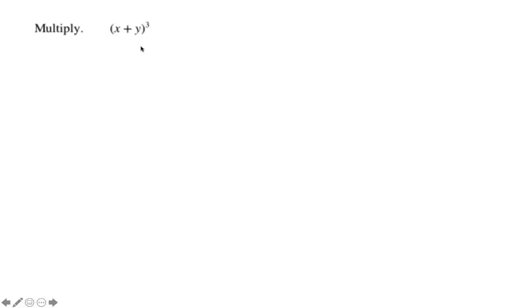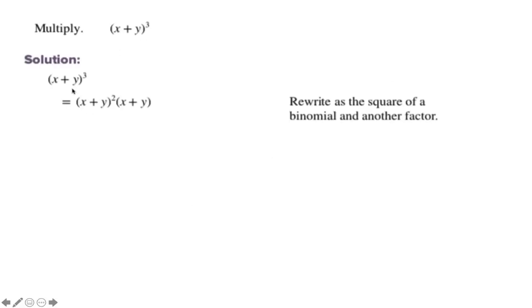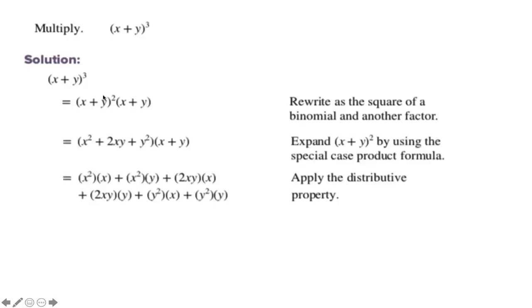When you have something to the cube, you just gotta do it slowly. So that means it's x plus y squared times x plus y, because you multiply it 3 times. And so this is the special case we saw earlier. So x plus y squared is x squared plus 2xy plus y squared, and then when you multiply this, we have to do what we saw earlier, where we multiply each of the 3 terms here by each of the terms on this side. And so we got 6 terms total.